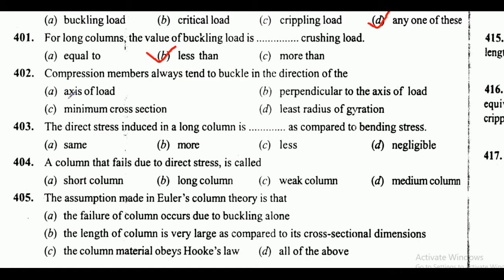Next is compression members always tend to buckle in the direction of the, here options are axis of load, perpendicular to the axis of load, minimum cross section, least radius of gyration. So here friends, correct answer is option D, that is least radius of gyration.